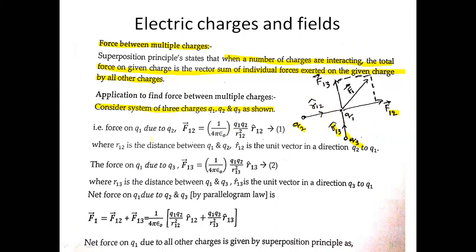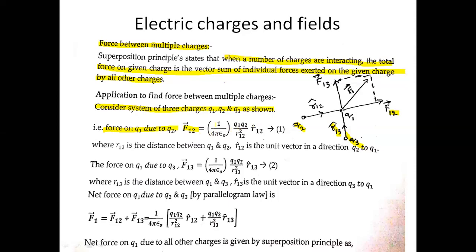Let us see now what is the force acting on Q1 due to Q2. We are going to find out the force acting on the charge Q1 due to the charge Q2, so we are taking it as F12. I already told you what F12 denotes here: the force on the charge Q1 due to Q2. That is equal to, we are applying here Coulomb's law, and you already know the formula.